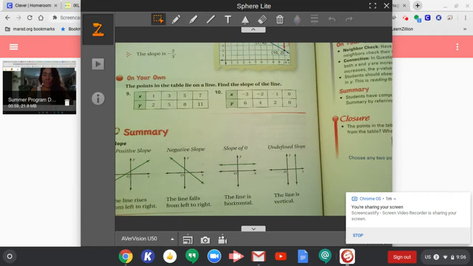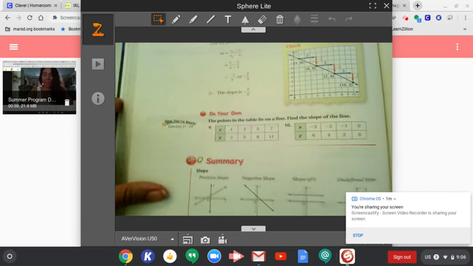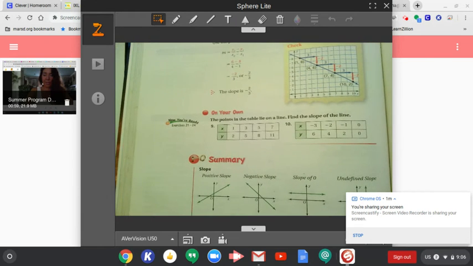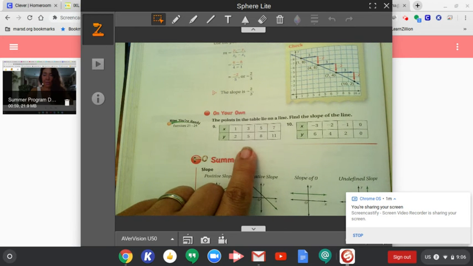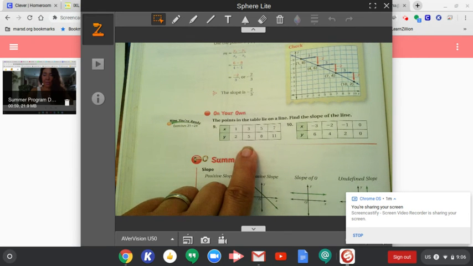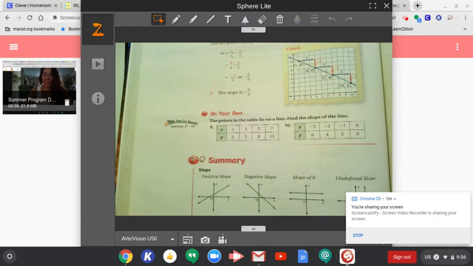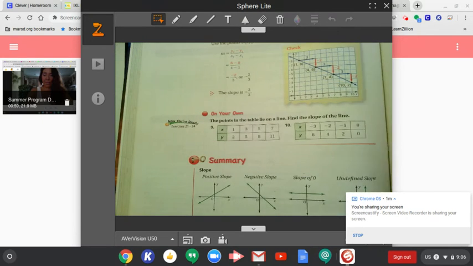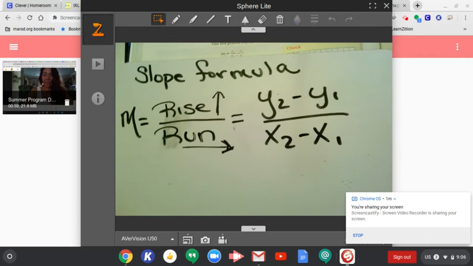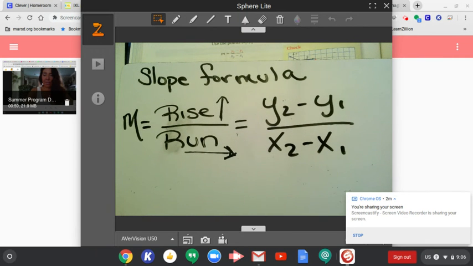Okay, so we're going to work a little bit more with the slope formula and show you some different ways to do it. You can also now find the slope of a table using the slope formula of a graphed line. So let me give you some examples. As you recall from yesterday, the slope formula is when you use 2 points and you find the rise over the run, or the change in y over the change in x. So let's look at an example.